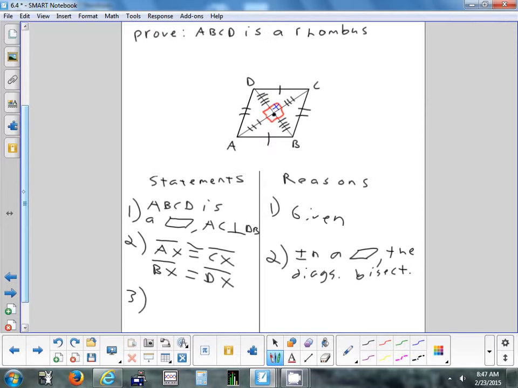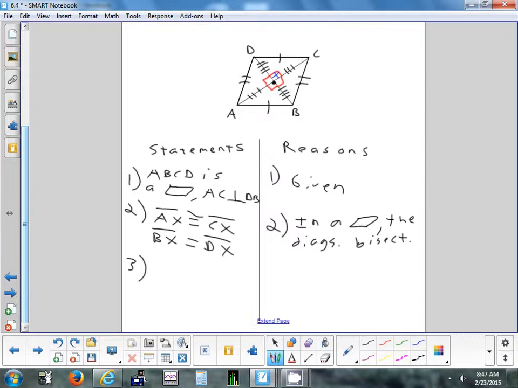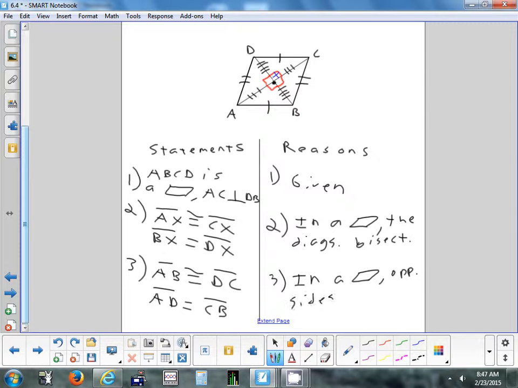Okay, we also wrote down, let's see, AB and DC were congruent. We also wrote that AD and CB are congruent. Okay, and that's because we had opposite sides are congruent in a parallelogram. So a lot of your reasons are going to start out in a parallelogram. Opposite sides are congruent.